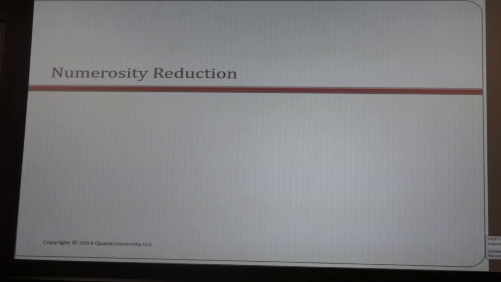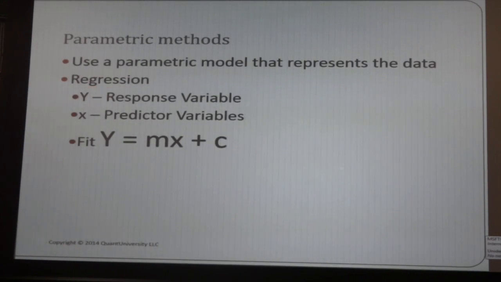The second methodology you could use for data reduction is what's called numerosity reduction. So here, there are a couple of methods you could use. The first method is what's called a parametric method. Here we'll go back, as an example, to the regression equation, wherein your goal is to say, well, in certain cases, I don't really need to work with the data. I can work with the representation of the data. Basically, I can work with a model which has been tuned to represent the original data set.